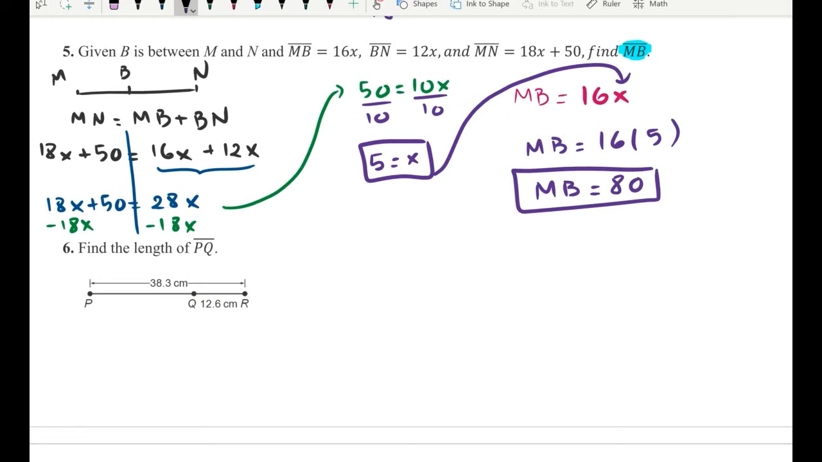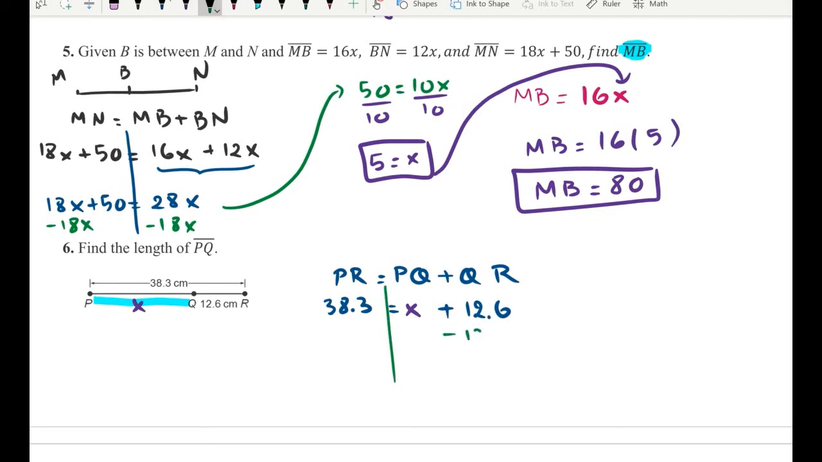Same thing, you have the segment with the point in the middle. So by the betweenness of point, the longest segment is PR equal to PQ plus QR. PR is given as 38.3. PQ is what we're solving for because we don't know the length of PQ, so I'm going to call it X. Plus QR. QR is 12.6. So to solve for X, we're going to subtract 12.6 on both sides.